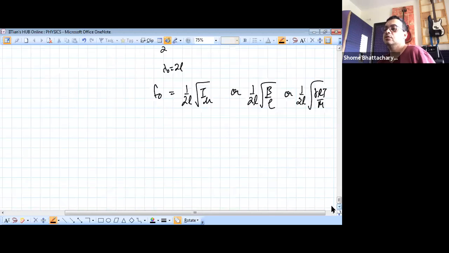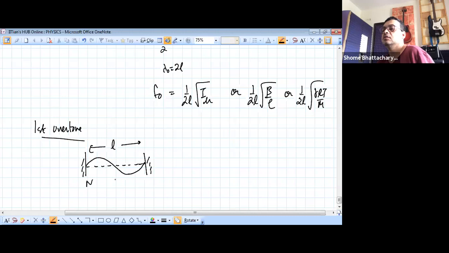Now first overtone, it is the next possible situation after this. So the next possible situation will have to be one where you add one node and one antinode to the whole wave. So the same length is now accommodating three consecutive nodes with two antinodes in between them. So it's accommodating lambda by 2 plus lambda by 2.